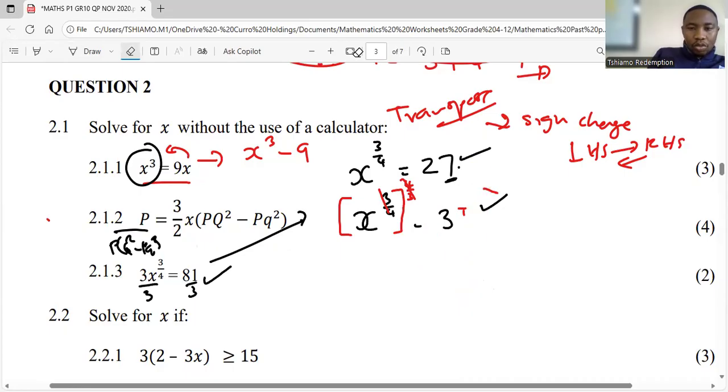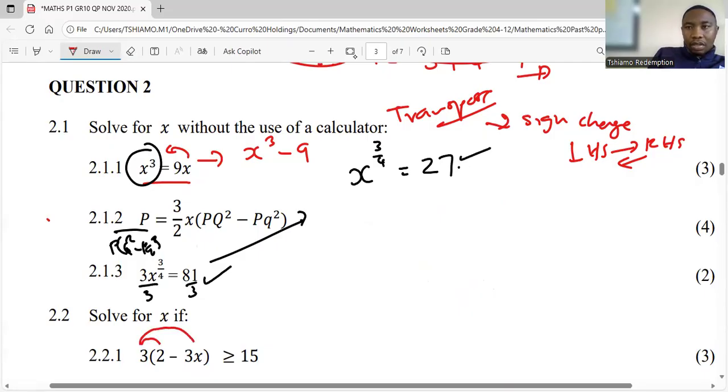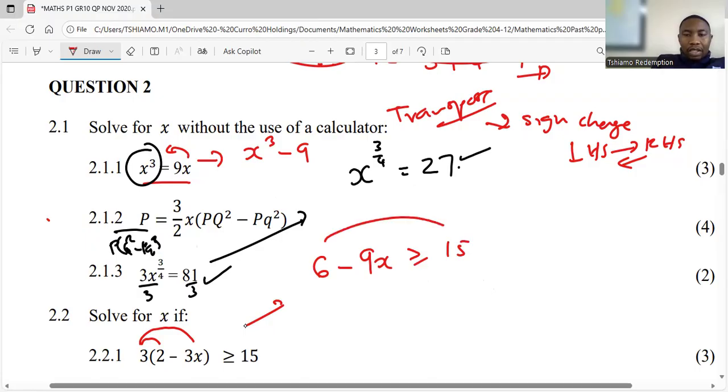Moving along to 2.2, inequality. So here we're going to multiply in with this. This becomes 6 minus 9x greater than 15. Take this one to that side: negative 9x greater than 15 minus 6. It's a positive, so remember it's going to be a negative there. It's going to be a 9.